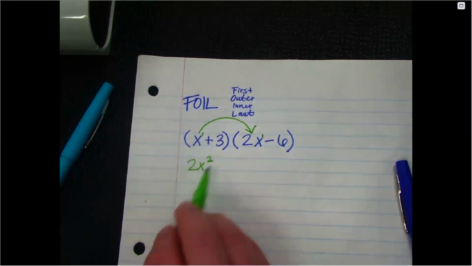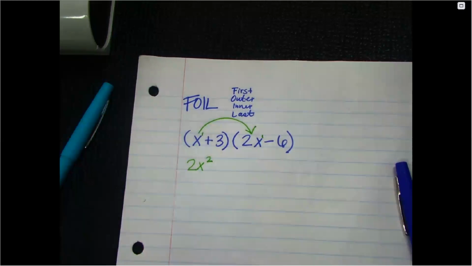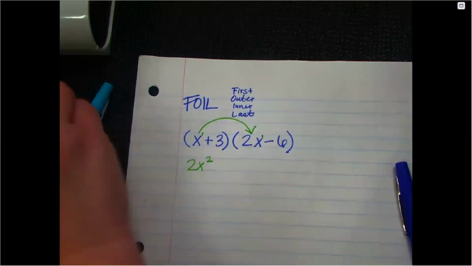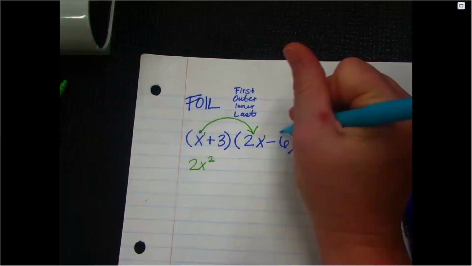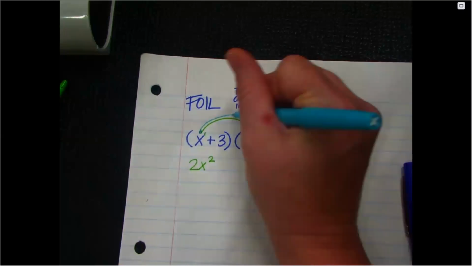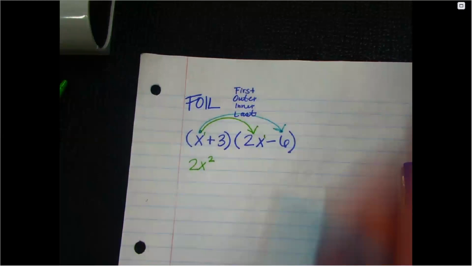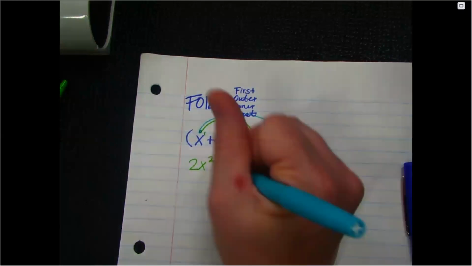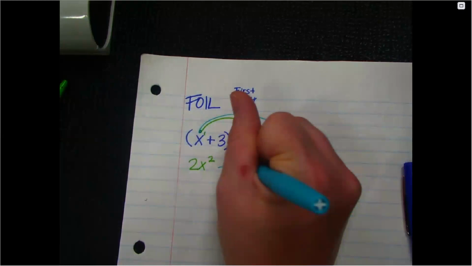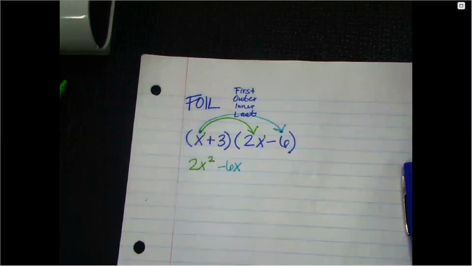Okay, that's first. Now we're going to do outer. X is an outer location and -6 is an outer location. So what's x times -6? That's right, -6x. There's no exponents to add together. There's no multiplication of coefficients. You're basically just combining those with multiplication.